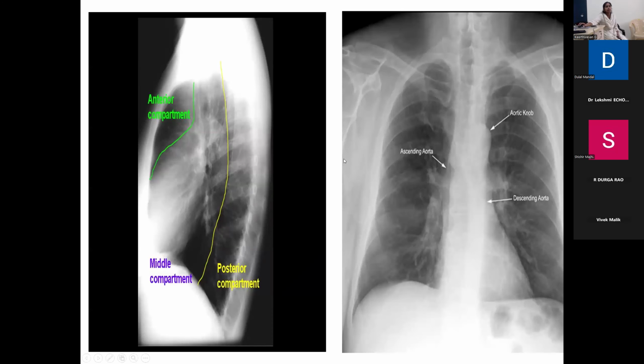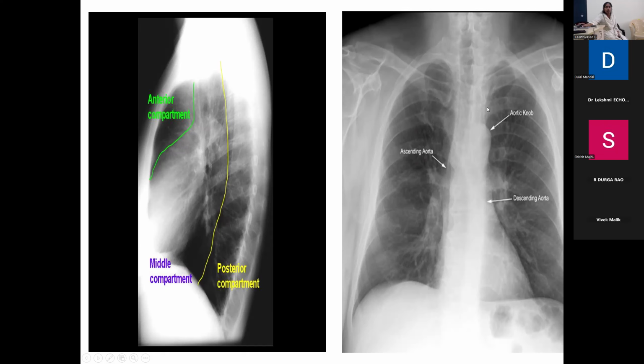The mediastinum, like the domes of the diaphragm, can be very well assessed in the lateral chest X-ray. This is the anterior mediastinum, this is the middle mediastinum, and this is the posterior mediastinum. If you are suspecting a mediastinal mass or a hilar node, as I told you in the previous X-ray, you can always get a lateral chest X-ray done and confirm it. The hilar nodes will be visible here. If there is something sitting in the anterior compartment, it will be visible here. Posterior compartment will be visible here.